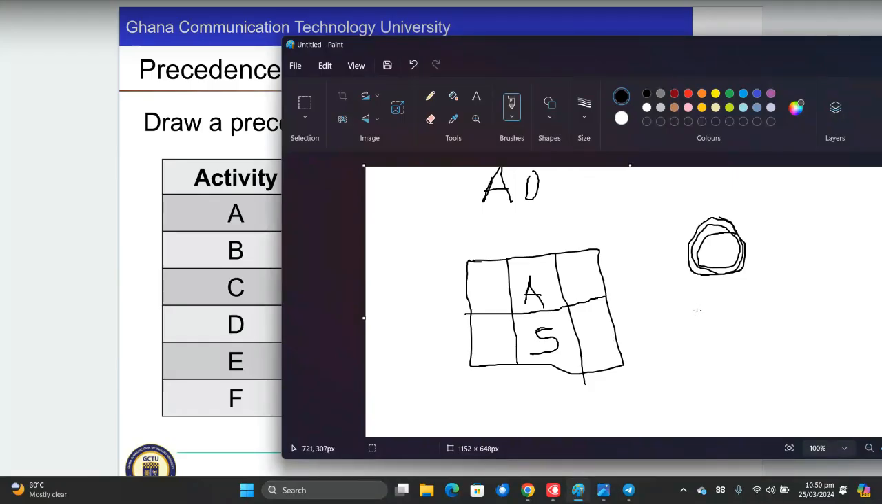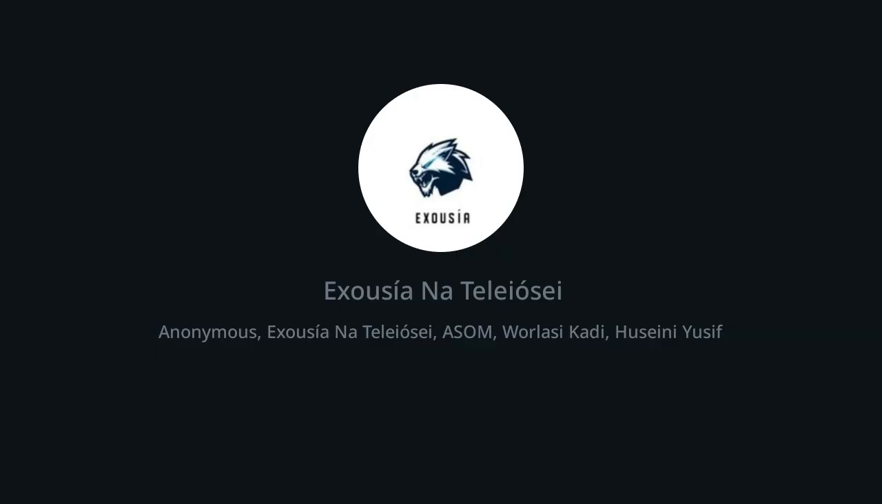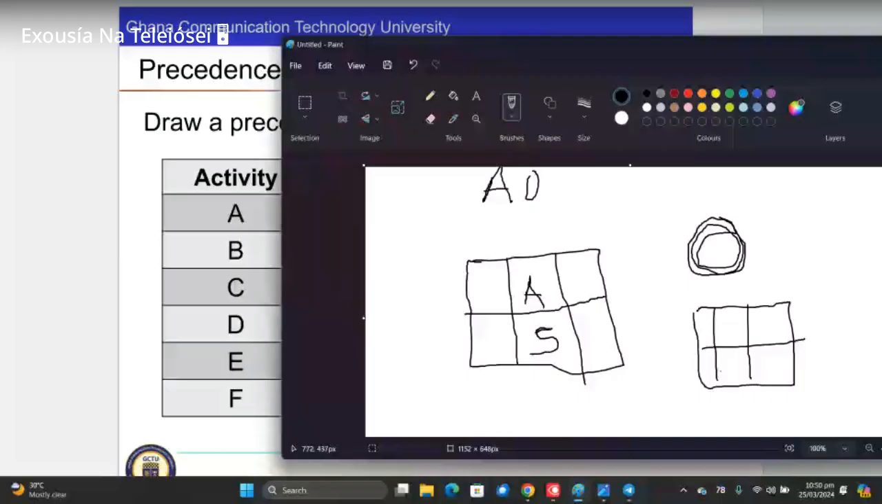Every activity in the precedence diagram has three columns and two rows. So 1, 2, 3, 4, 5, 6, we have six cells. In the first cell we put the activity name, A, and the duration is always put here.